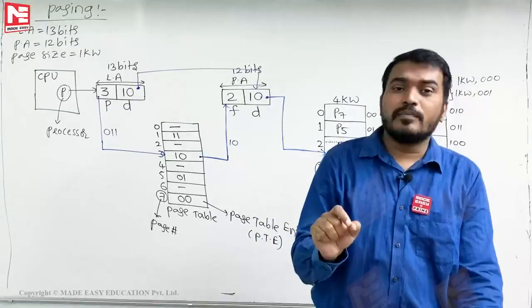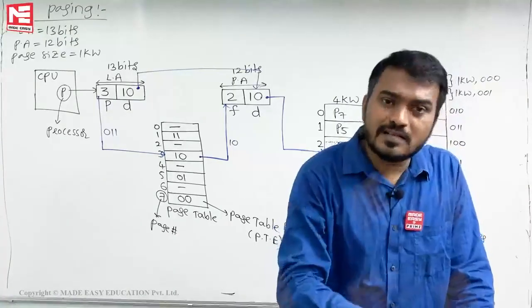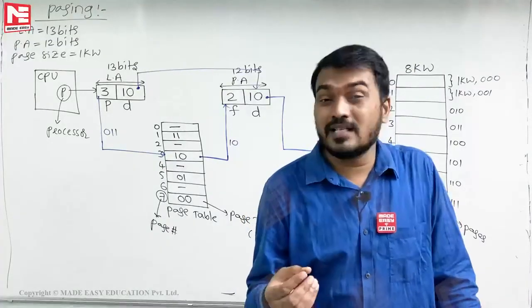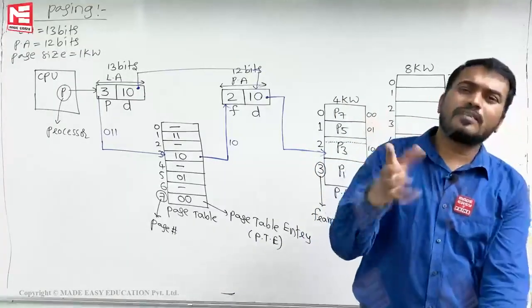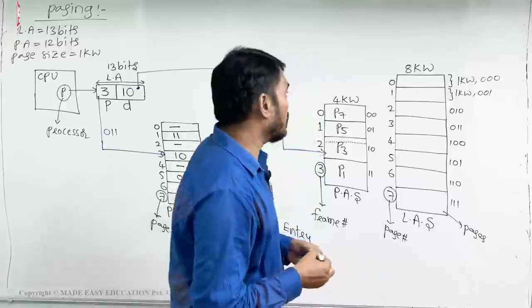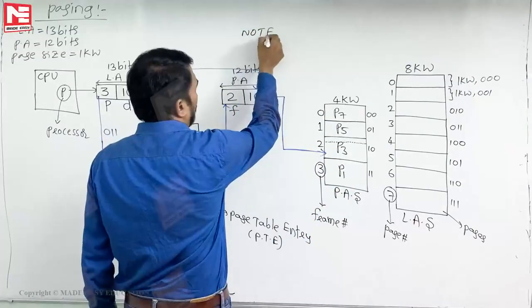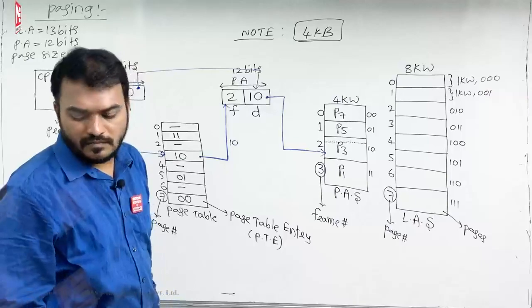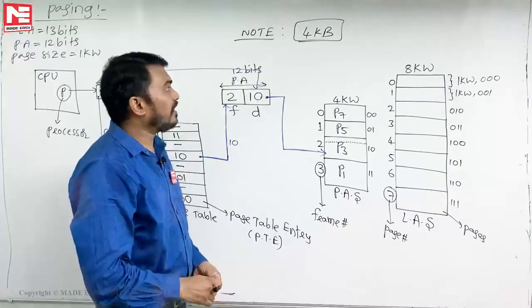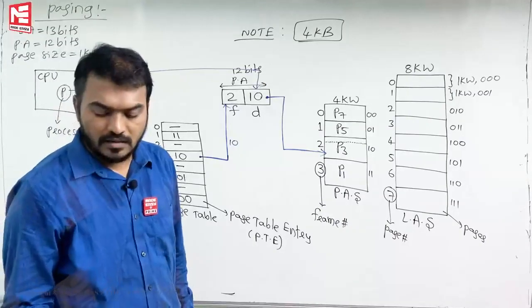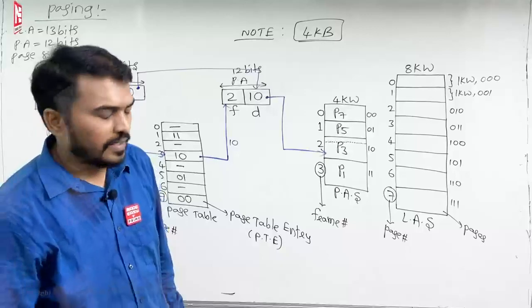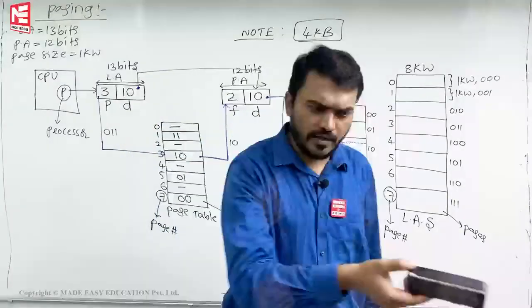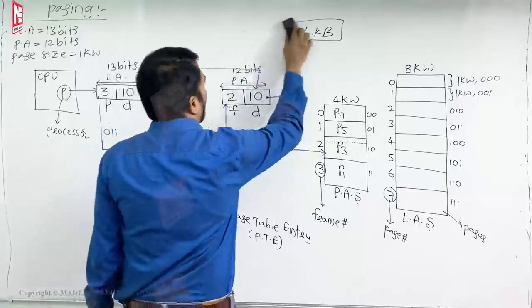Remember, page size will always be constant in the system. Page size is already defined in the operating system. It is predefined. When you design the operating system, at that time only you decide the page size. Remember, Windows practically follows a page size of 4 KB. Note it down, keep it as a note. You have to remember this. Practically, in Windows, what is the page size? It is 4 KB.